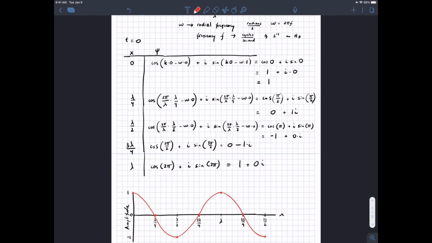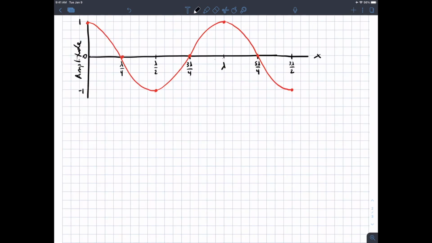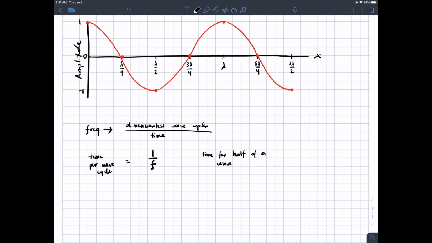Well, now we've got a little bit of work to do. Let's go ahead and try to reproduce this table, but let's let the time be a little bit different, shall we? All right, remember what frequency is. Frequency is the number of dimensionless wave cycles per unit time. So if we want to know how much time per wave cycle, we would do 1 over the frequency. So if the time per wave cycle is 1 over the frequency, the time to be halfway through a wave cycle would actually be 1 divided by 2 times the frequency.